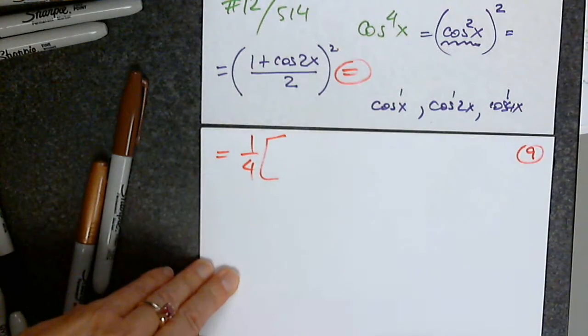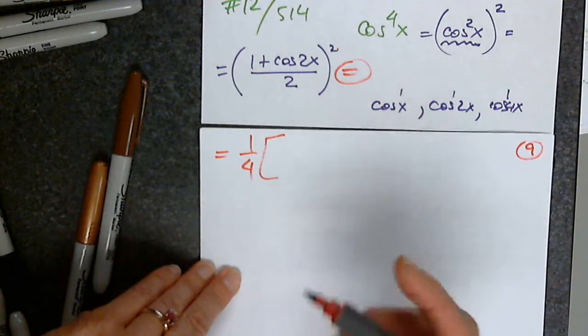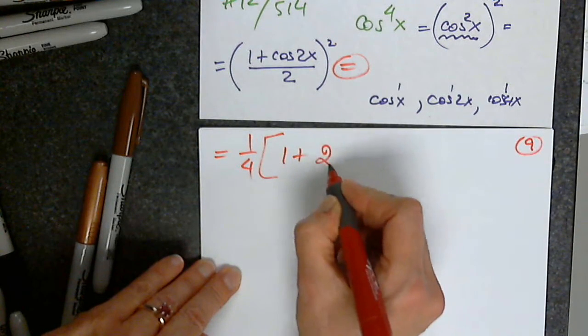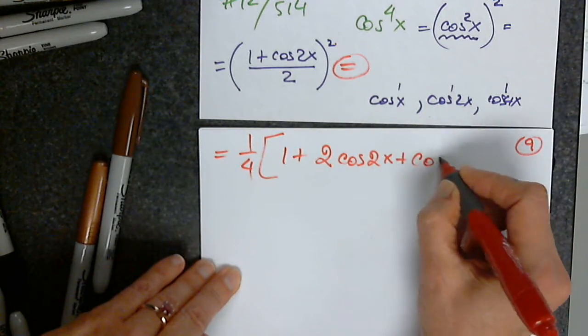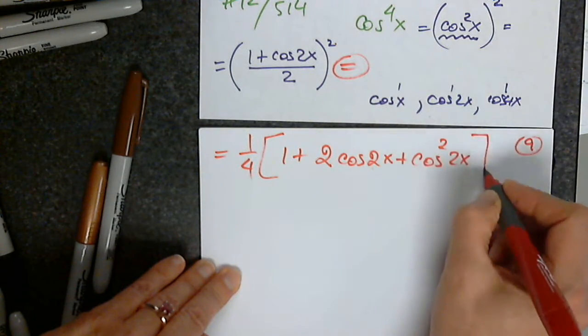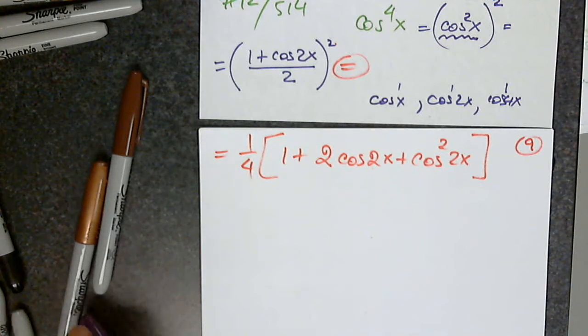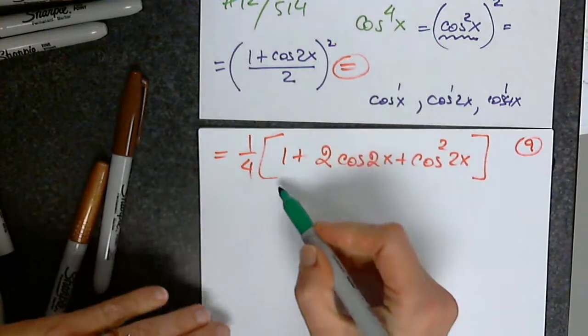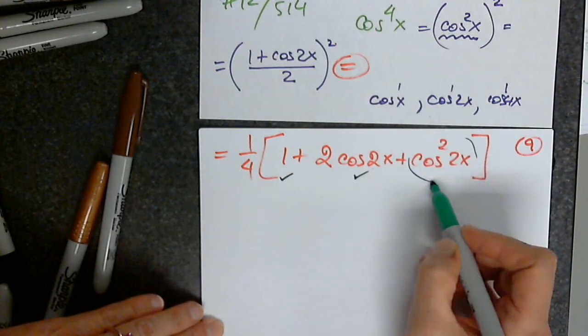2 squared. And now I square the top. 3 terms. 1 plus twice cosine twice x plus cosine squared twice x. First term squared plus 2 times the first times the second plus the second term squared. Agreed? Okay, now, this is okay. This is okay. It has power 1. But this one is not.